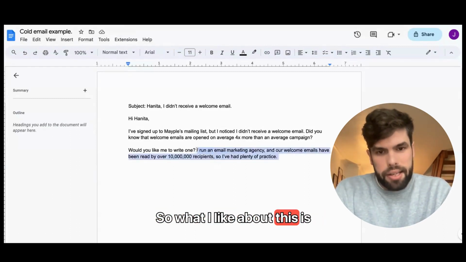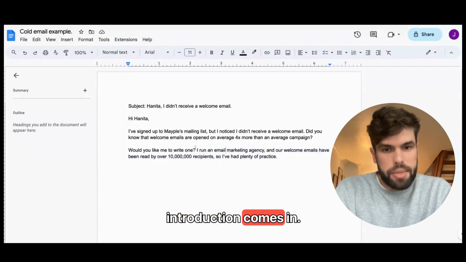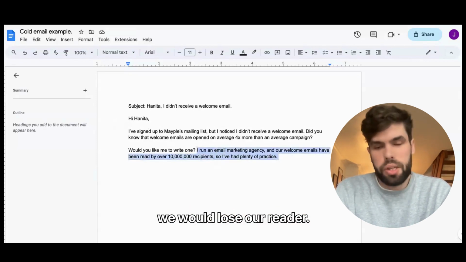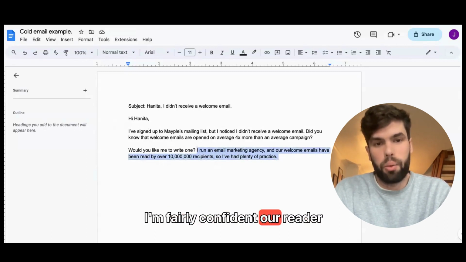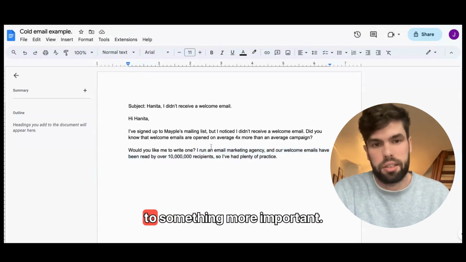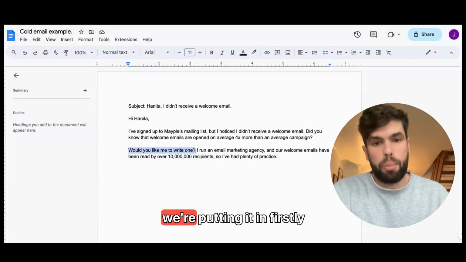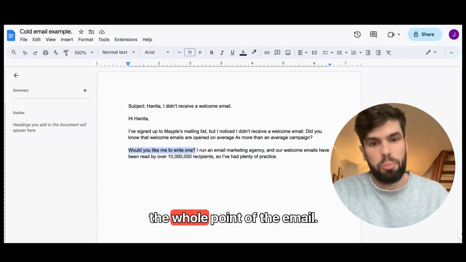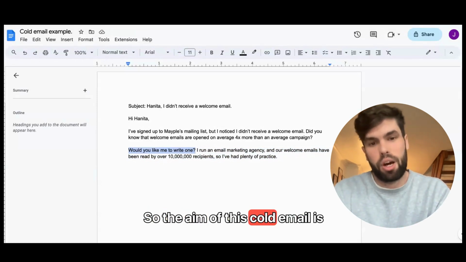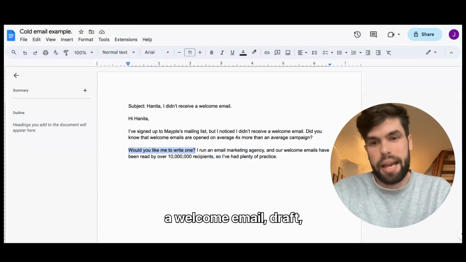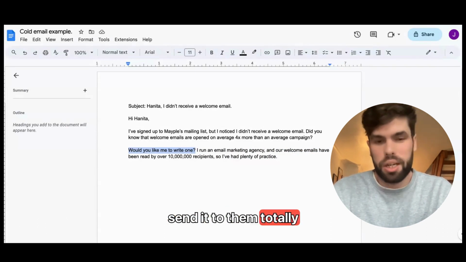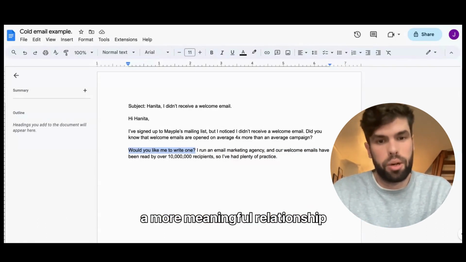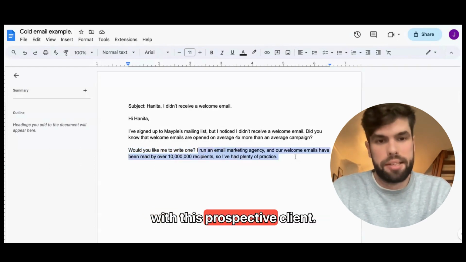So what I like about this is that this is where the introduction comes in. Look, not at the top here. If we opened with this line, we would lose our reader. I'm fairly confident our reader would at that point switch over to something more important. We're putting it in, firstly, after we've presented the proposition, the whole point of the email. So the aim of this cold email is that we want to write them a welcome email draft, send it to them totally for free, in the hope that that will start a conversation that can lead to a more meaningful relationship with this prospective client.